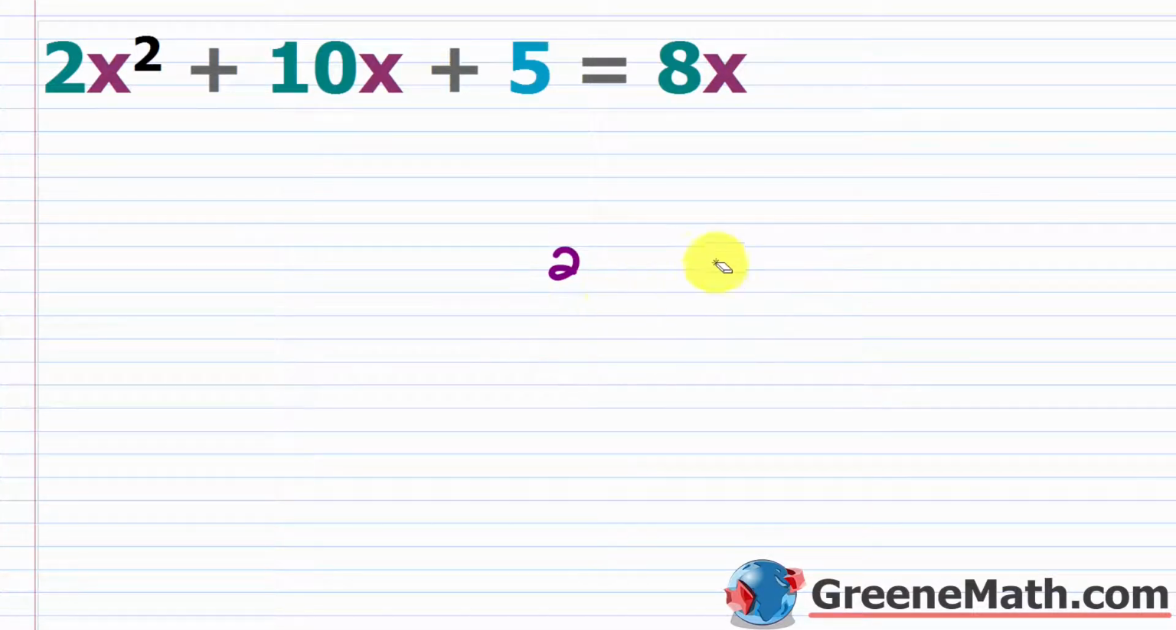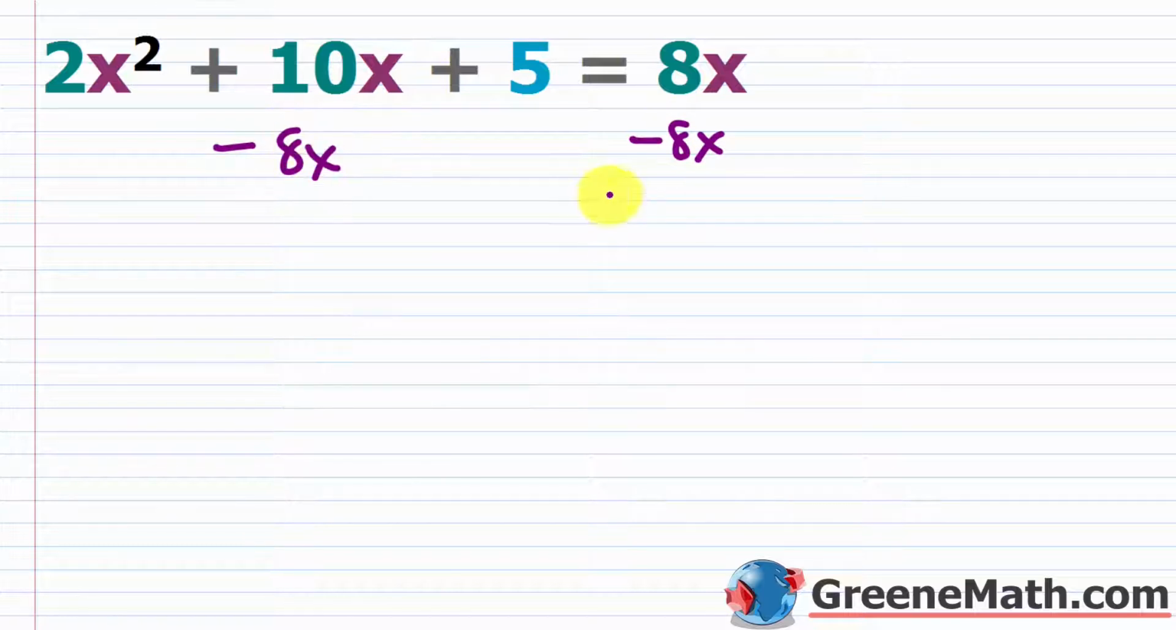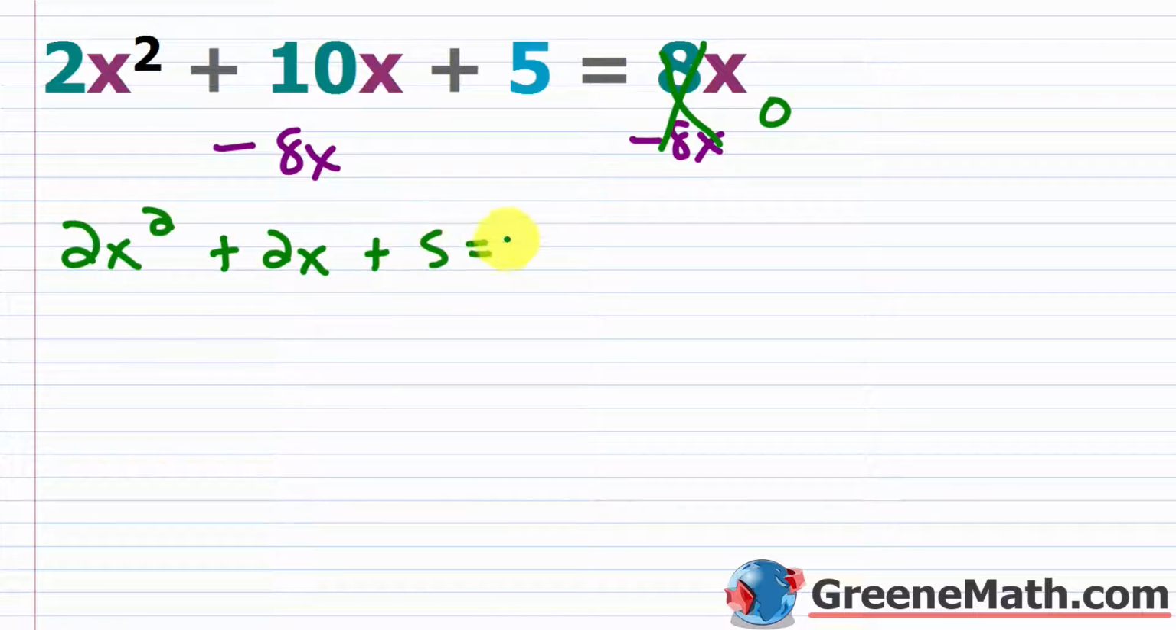Okay? So we're going to see that here. So I'm just going to solve this. I'm going to use the quadratic formula. If you want to complete the square, you can do that on your own. So I have 2x squared plus 10x plus 5 equals 8x. I'm going to subtract 8x away from each side to put this in standard form. So this is going to cancel over here and be 0. So I'm going to have 2x squared plus 2x plus 5 equals 0.